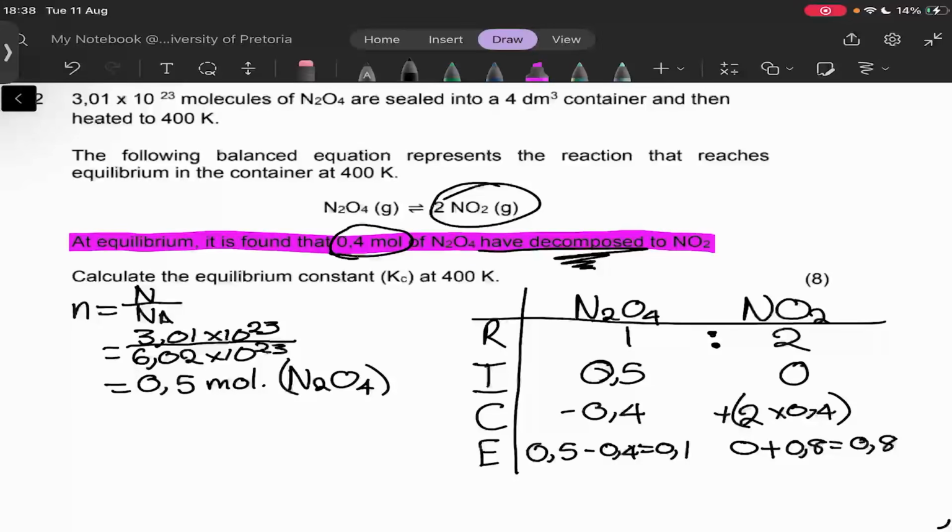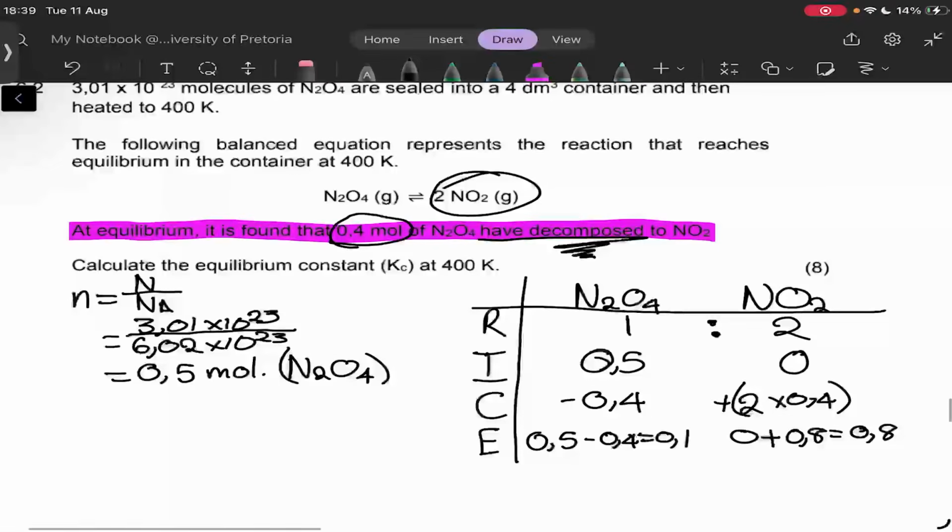0.4 is not for equilibrium, like I just explained. We are told that at equilibrium, 0.4 have decomposed to that. They didn't say that it decomposed and we are left with 0.4. It says that 0.4 of it decomposed. All right? Is that good? Yeah, if it says that it decomposed and you're left with 0.4, then you know at equilibrium you have 0.4. But in this case, they told us that 0.4 of it decomposed. Then you know that 0.4 of it reacted to form NO2. Okay.